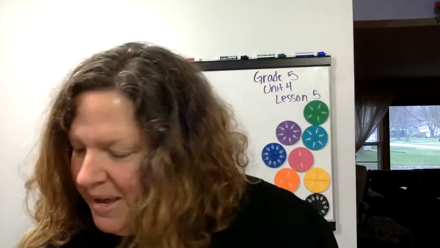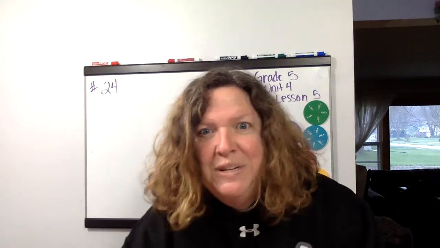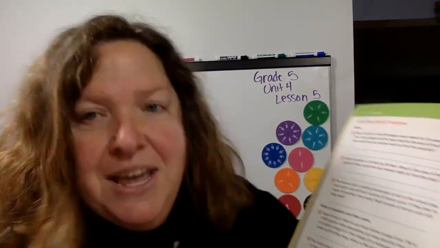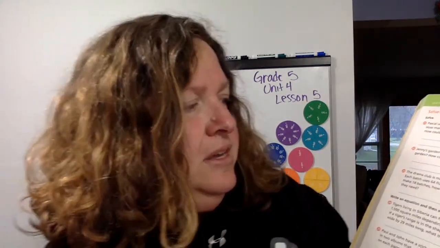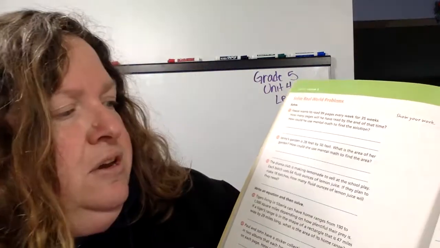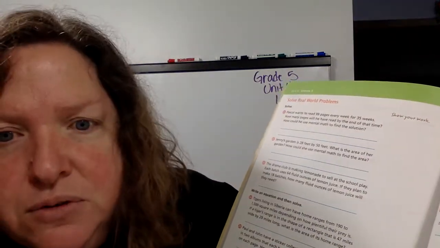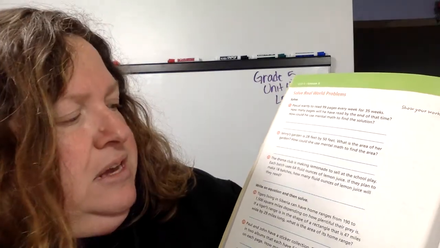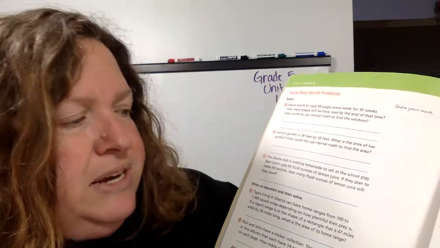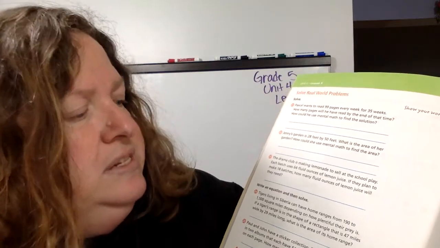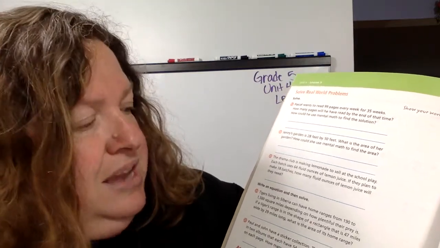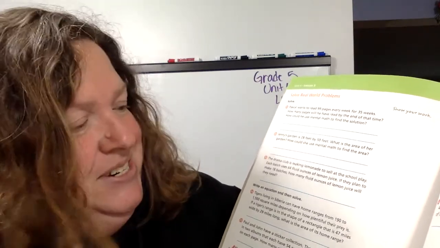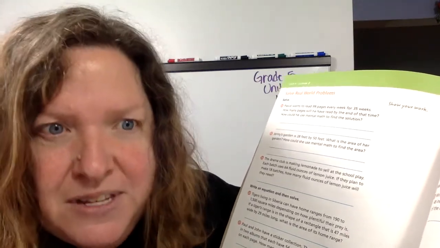Okay, we're going to come back, and this time we're going to be on number 24. Number 24 says, tigers living in Siberia can have home ranges from 190 to 1,500 square miles, depending on how plentiful their prey is. If a tiger's range is in the shape of a rectangle, that is 47 miles wide and 29 miles long. That's a pretty big range. What is the area of the tiger's home range?